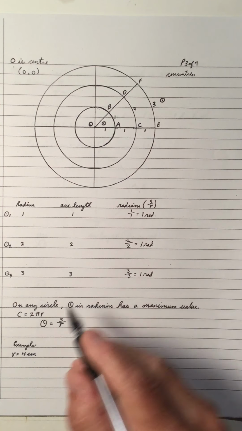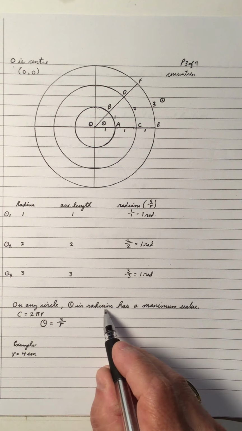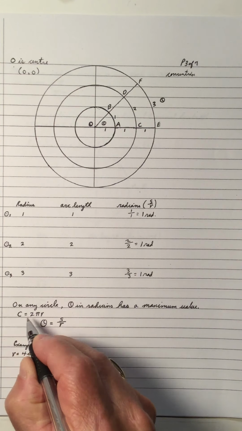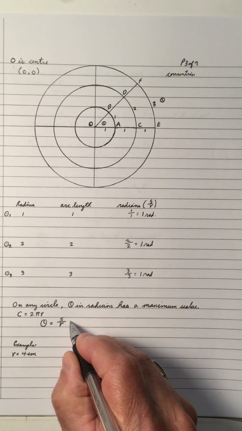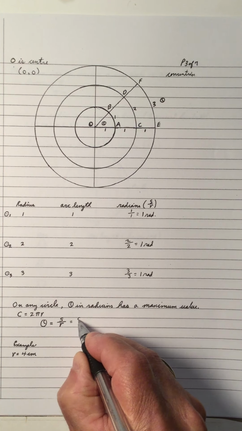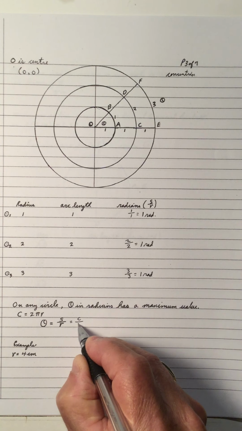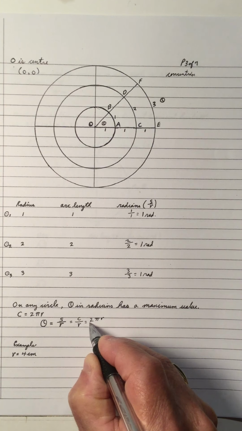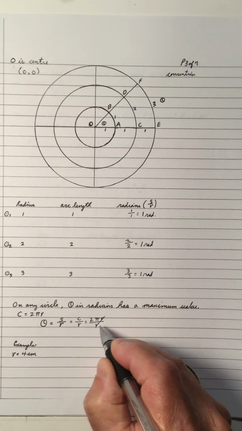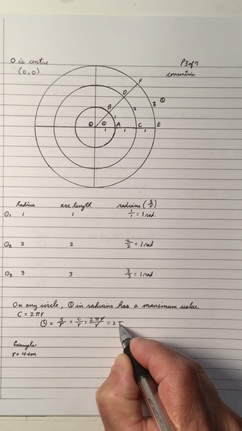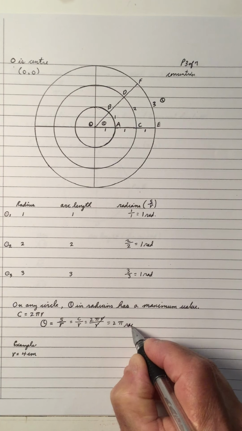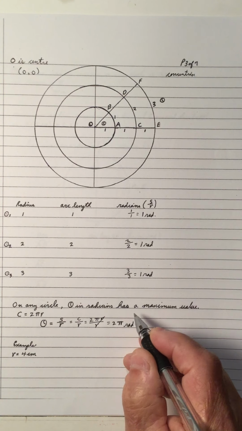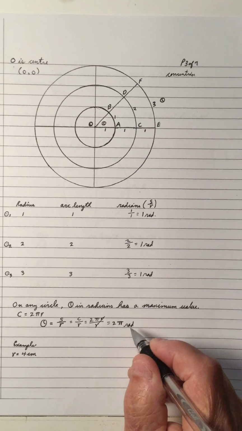On any circle, theta in radians has a maximum value. On any circle, the circumference is 2 pi r, and the circumference is the arc length. So the arc length divided by r is 2 pi r divided by r. The r's cancel out, so you get 2 pi radians. So on any circle, the maximum arc length in radians is 2 pi.